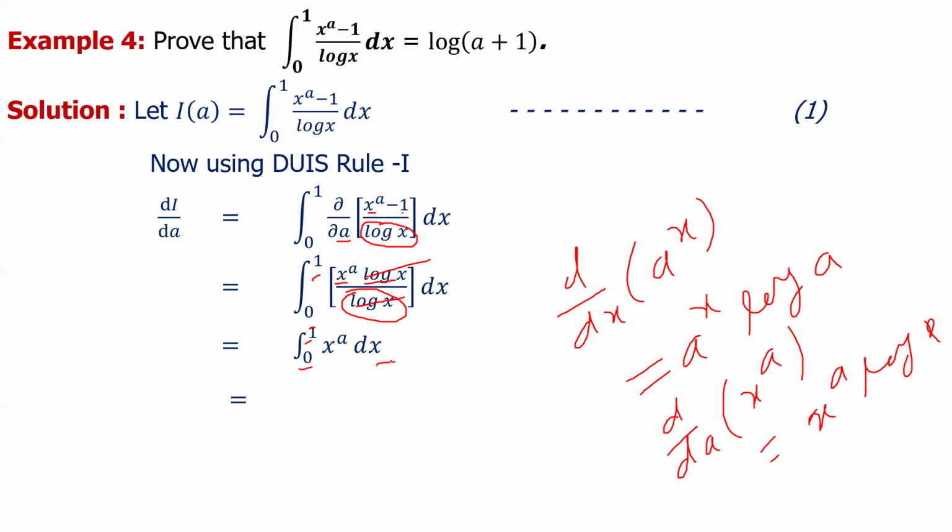Now, what is the integration of x to the power a? It is x to the power a plus 1 upon a plus 1 under the limit 0 to 1. Now, if you put the upper limit, x to the power 1 plus a is 1, upon a plus 1, and if you put the lower limit 0, ultimately it will become 0. So the value is 1 upon a plus 1. Hence dI upon da is equal to 1 upon a plus 1.